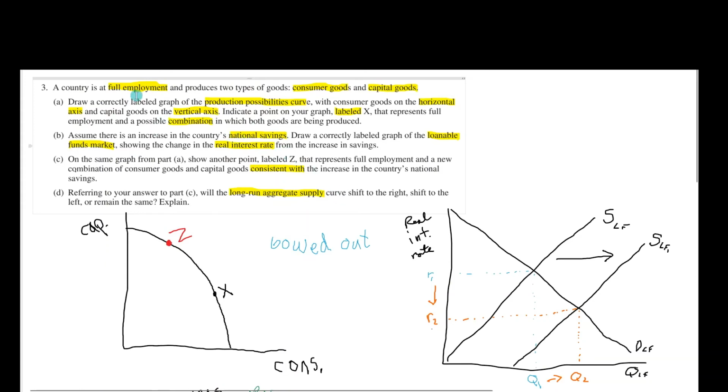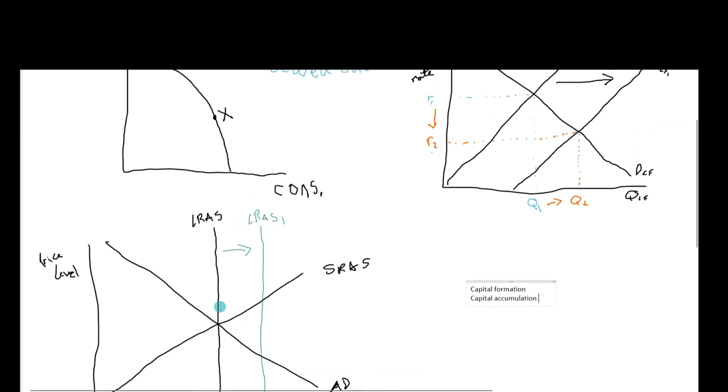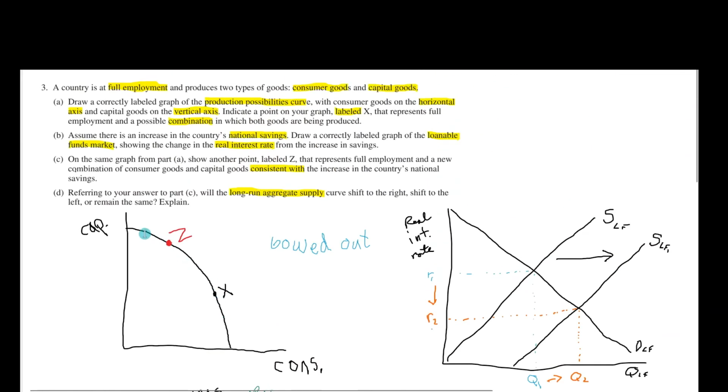Reviewing the vocabulary, full employment tells us that we are in equilibrium on our ADAS, or we're on our PPC. Remember, these two are related. Consumer goods, those are goods or services that are for final consumption, final use. Capital goods are goods, things like equipment that's used to make consumer goods. The PPC is also called the PPF. Horizontal means left to right or the x-axis. Vertical is the y-axis. The national savings rate, if we increase this, we're going to be shifting our supply curve to the right. The effect of that is going to be to reduce interest rates.